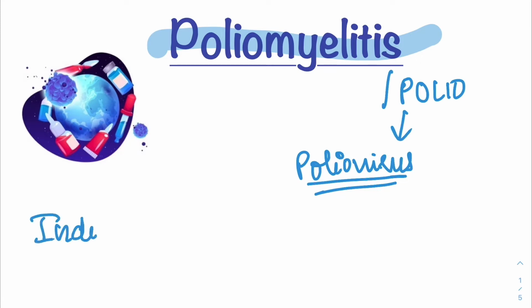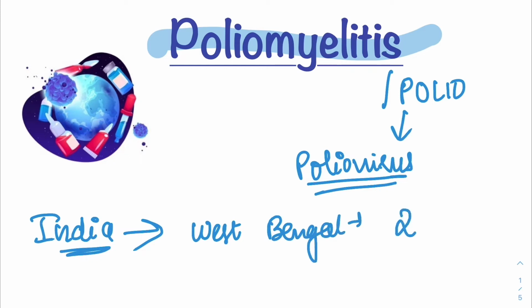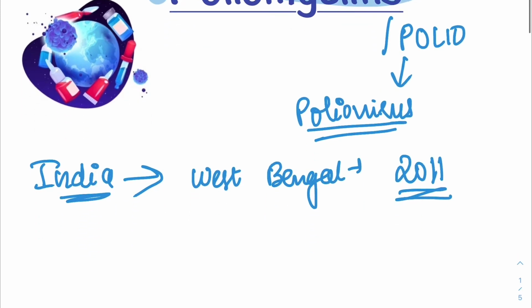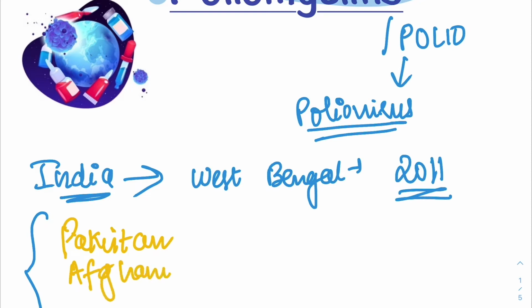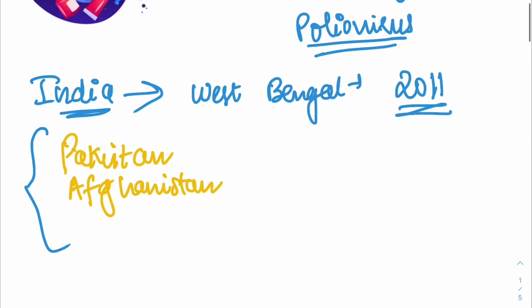Talking about India, the last reported case from India was in West Bengal in the year 2011, and since 2011 we have not seen a single case of polio. But there are some countries like Pakistan, Afghanistan and Nigeria. In these countries, polio is still prevalent. We still see cases of poliovirus in these three countries. The rest of the countries have totally eradicated polio.